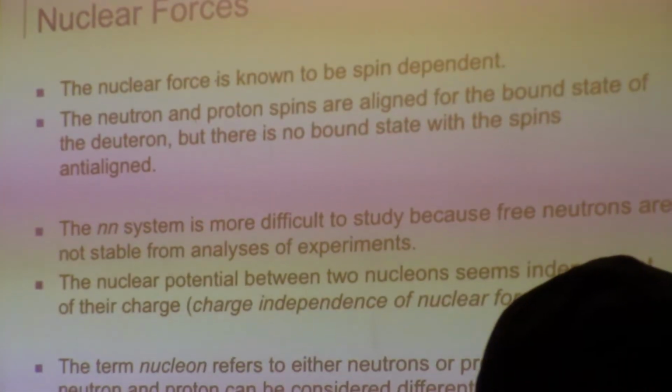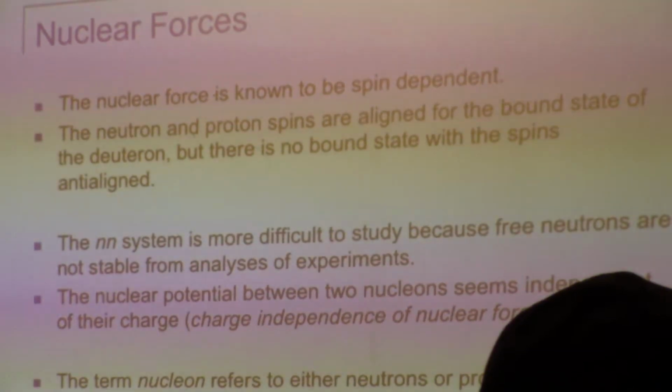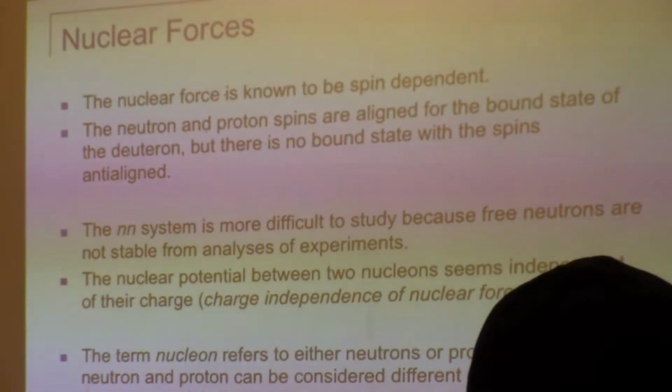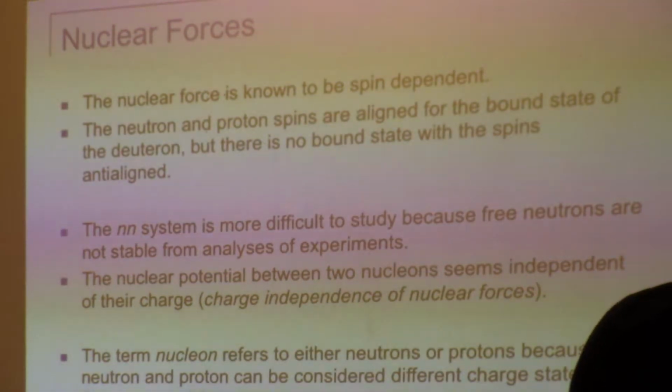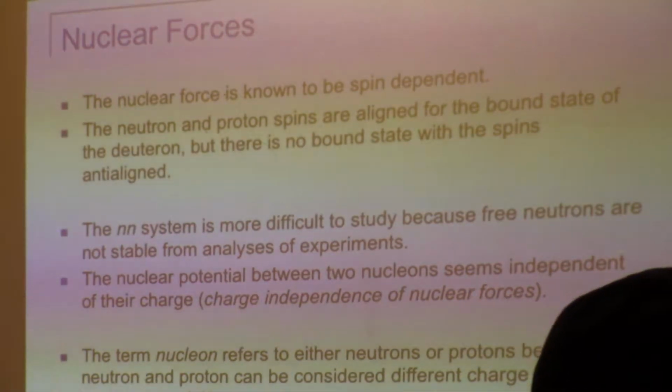and separation. The nuclear force is known to be spin dependent, as we say, because we have the proton and the neutron, and they depend a lot on the spin. The neutron and proton spins align, as we said before, and it's going to be a bound state of neutron and proton, but there is no bound state for the spin anti-alignment. So in this case we are not going to have it.